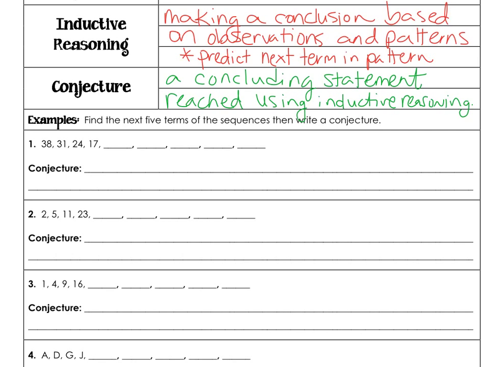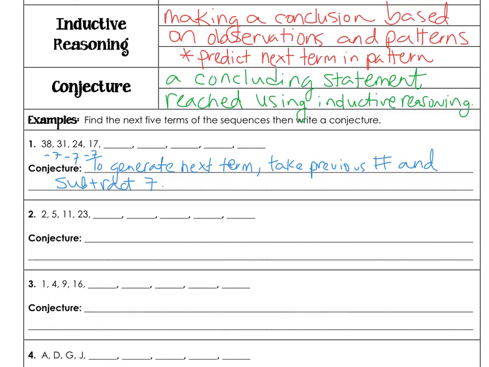Now, in the first example, we need to find the next 5 terms of the sequence and then write a conjecture about what we are noticing with the pattern. So basically, describe what the pattern is. If we go from 38 to 31, that decreases by 7. Let's see if we continue that. 31 to 24 does decrease by 7. 24 going down to 17 does decrease by 7, so we need to continue that pattern. To generate the next term, we take the previous number and subtract 7 each time.